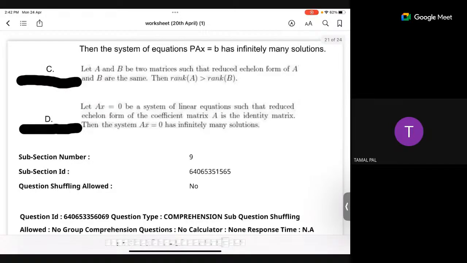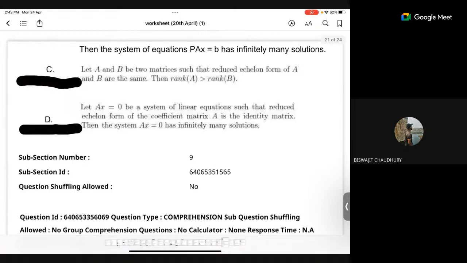C is false. So what does it mean by reduced row echelon form or same? Same, huh? Can you tell me, if two matrices have the same rank and the same order, then can you tell me whether the reduced row echelon forms of those two matrices are unique or not? May not be unique. Can be same. But no, actually, it will be unique. Okay. But the row echelon form may not be unique. Row echelon form only. But the reduced row echelon form will be unique.